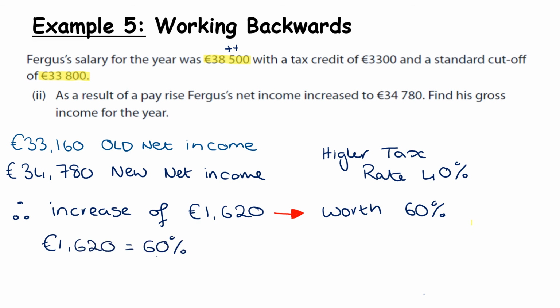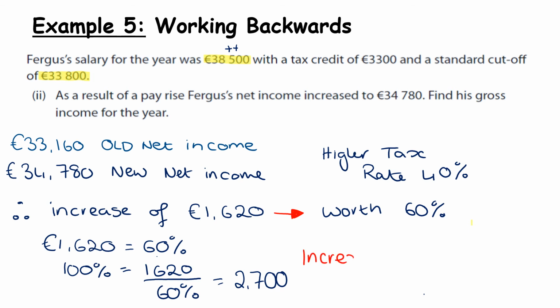To work out 100%, you can do this by working out 1% and then 100%, but again, I like the little shortcut of dividing by 60% to get back to it. So 1,620 divided by 60% gives us 2,700. And what that represents is the increase in gross income. Okay, so that's his increase in gross income.